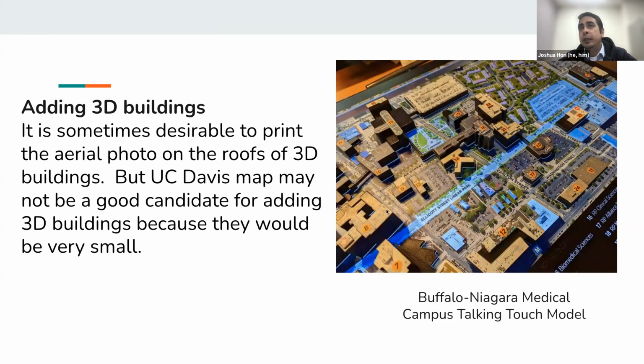So adding 3D buildings. This is the Buffalo Niagara Medical Campus talking campus model, where they have much, much taller buildings. This is not something I would want for our campus because most of our buildings are about the same size, so I feel like the one we have is best for our needs. But if you're in a metropolitan area where buildings are different sizes, maybe Berkeley, because they have to build up instead of out, this might be one of the preferred formats for them.